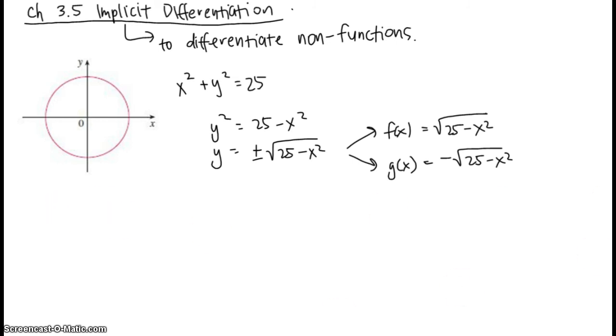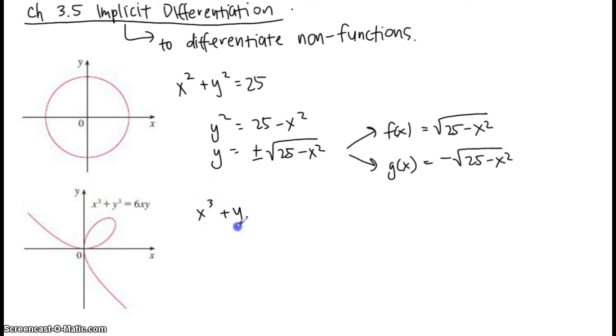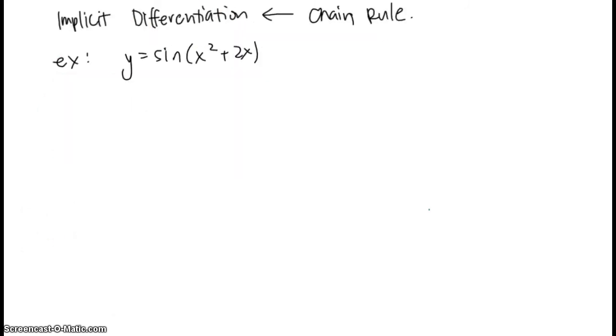So for example, if you had a case that looks something like this: x cubed plus y cubed equals 6xy. This is not a function because it fails the vertical line test right here. And you can't really solve for y. You can't get that y by itself. So that's why we're going to need a new method of differentiation called implicit differentiation.